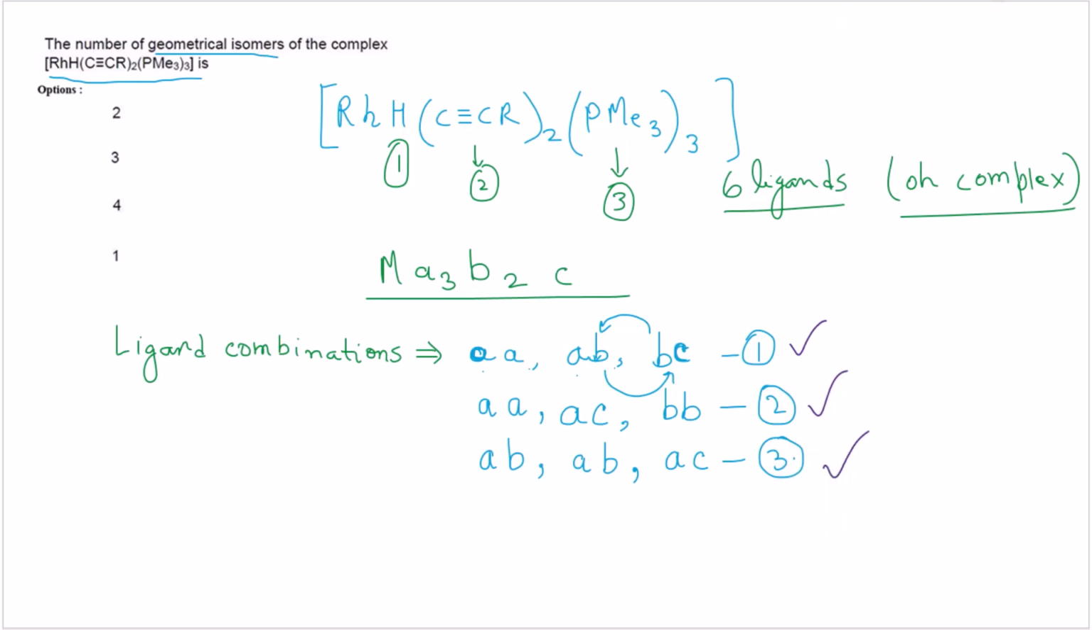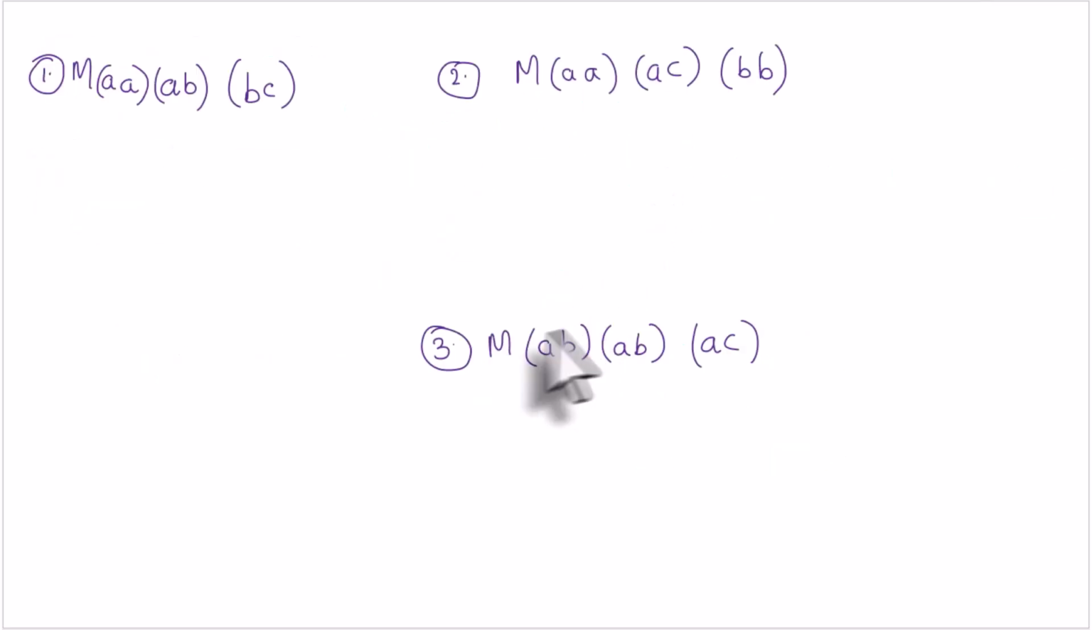Before we write an answer, let us try to draw the structure of these geometrical isomers for more clarity. Now we have our 3 possible ligand combinations and the 3 geometrical isomers corresponding to them. Basically we draw a dashed wedge on both sides and a solid wedge on both sides, left and right hand side, and then we draw a line, one on top and the other at the bottom, for the octahedral complex.